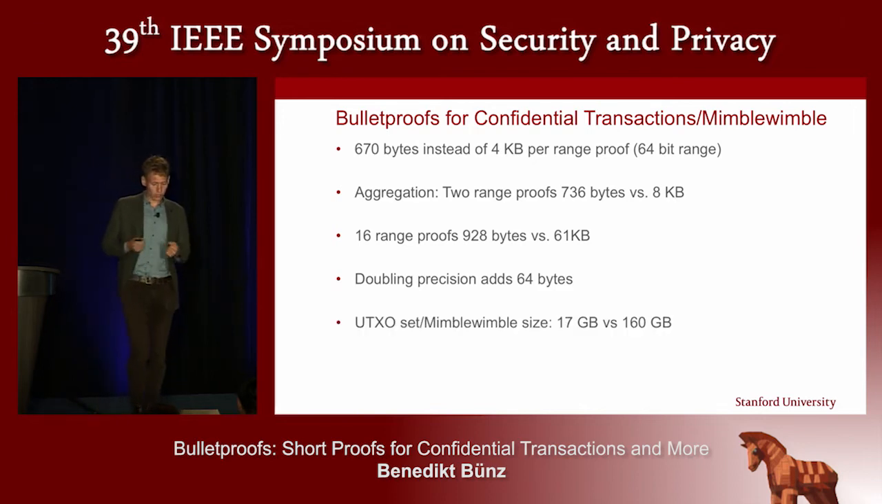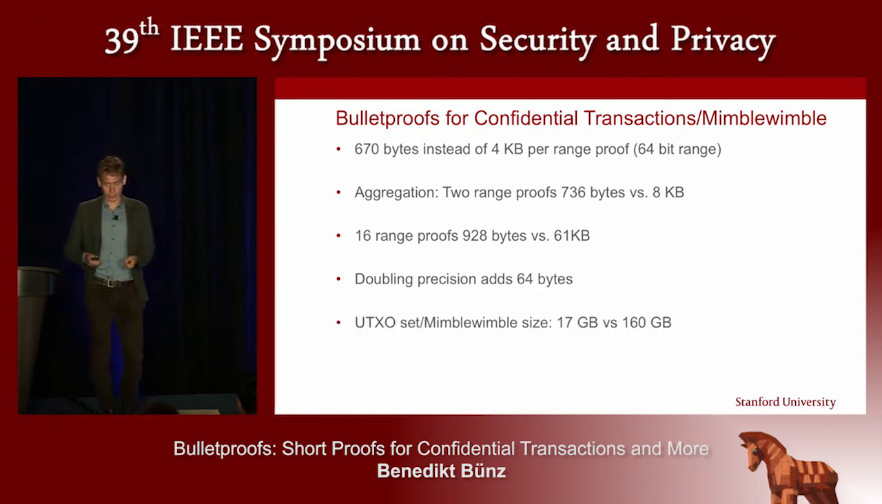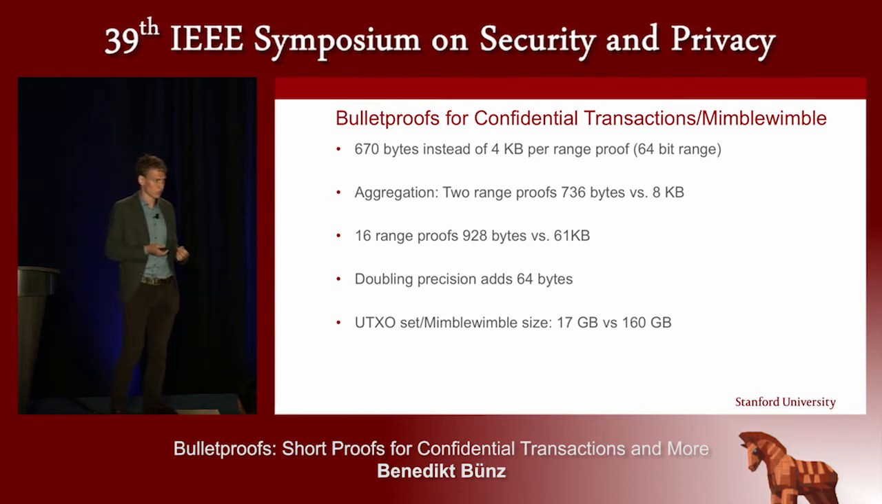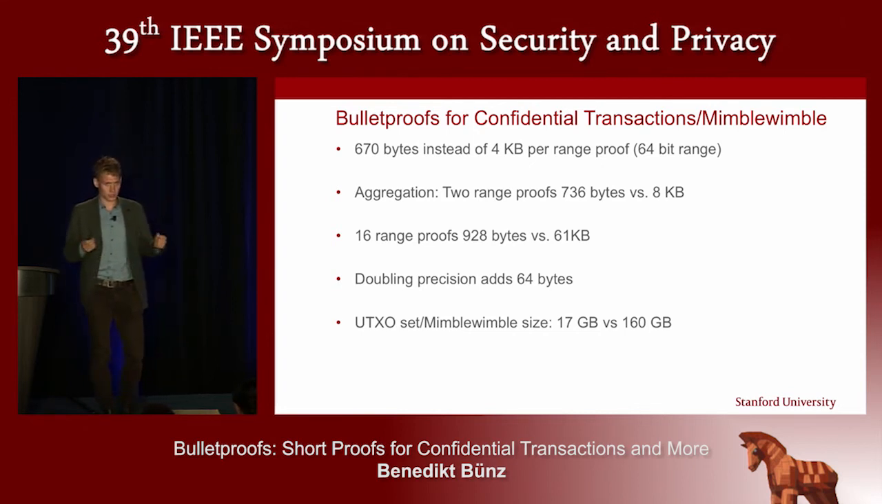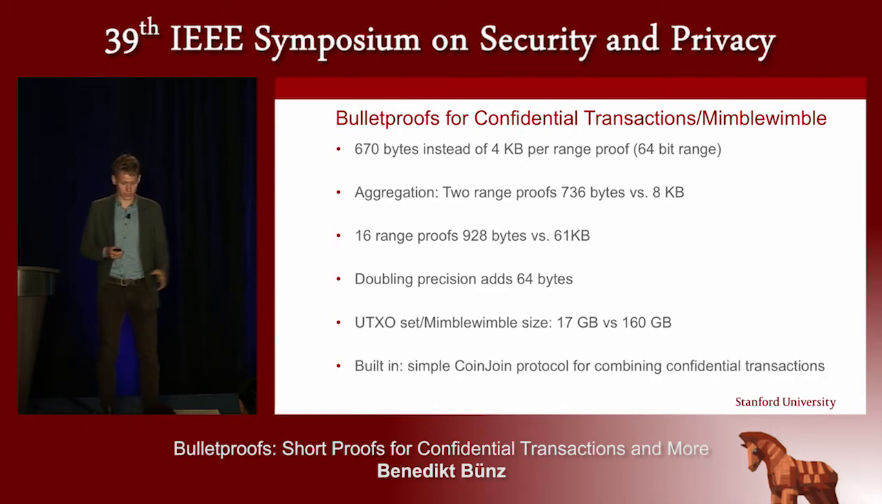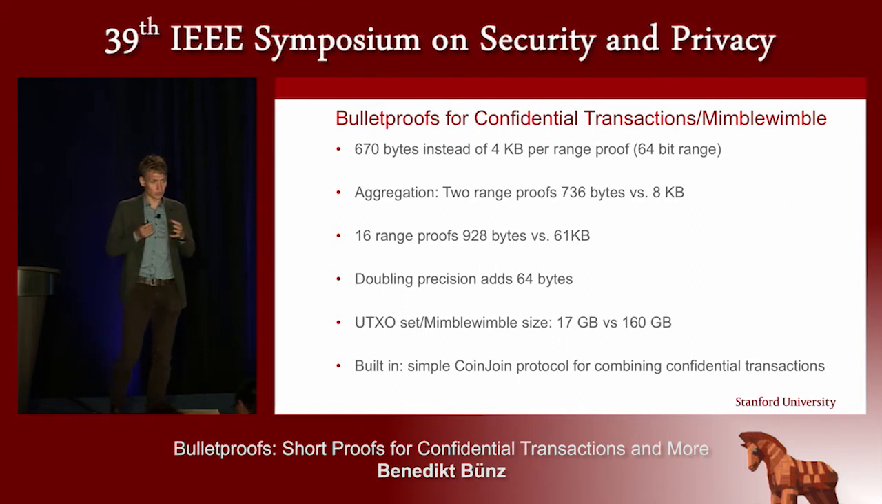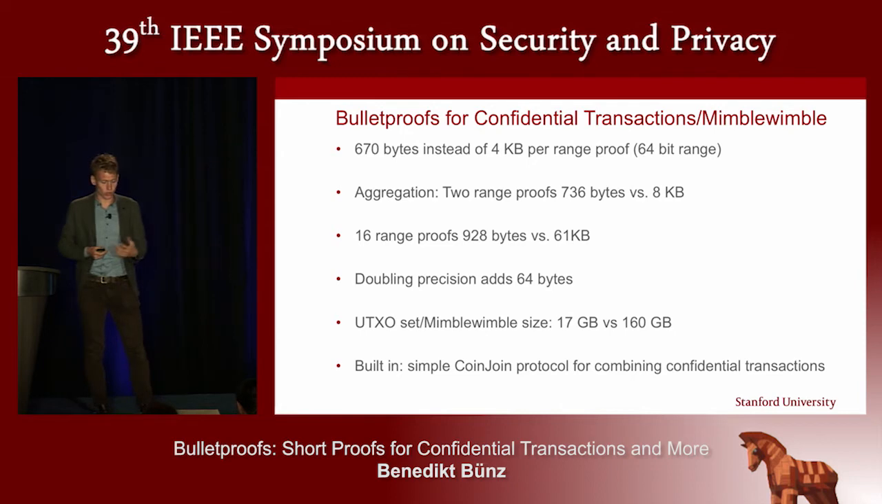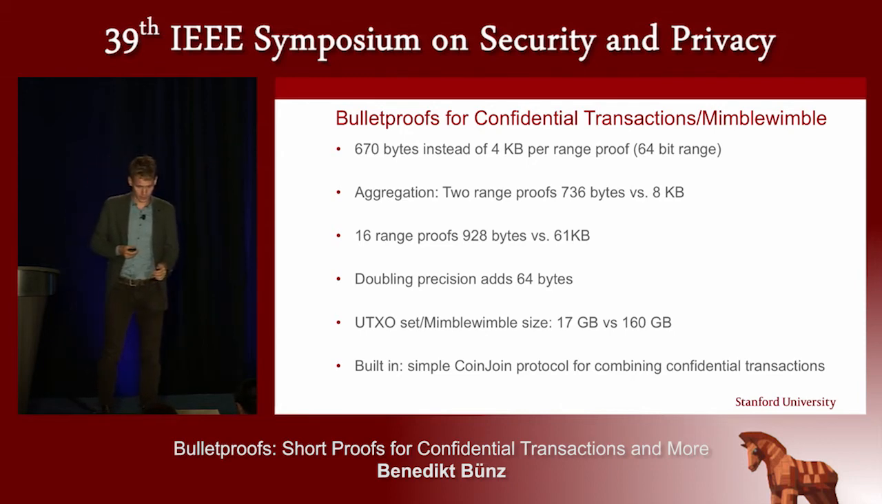And overall, if we look at the current UTXO set and do not assume any change of user behavior in Bitcoin, this would shrink the size of the UTXO set by about a factor of 10, as opposed to if they had used the old range proof. And there's this simple protocol for users to combine their transactions, which is called a coin join protocol.